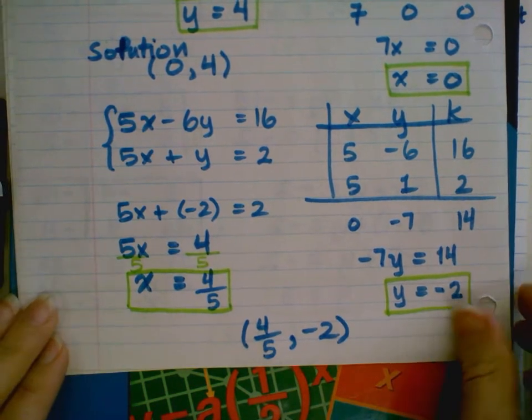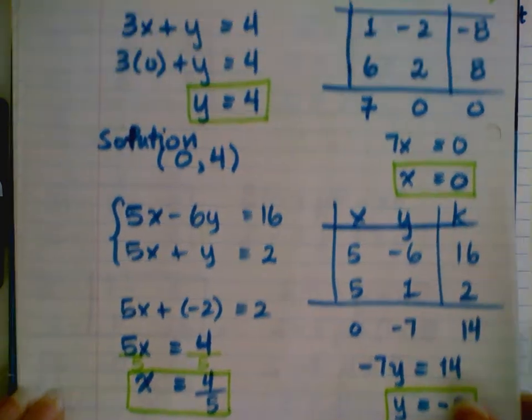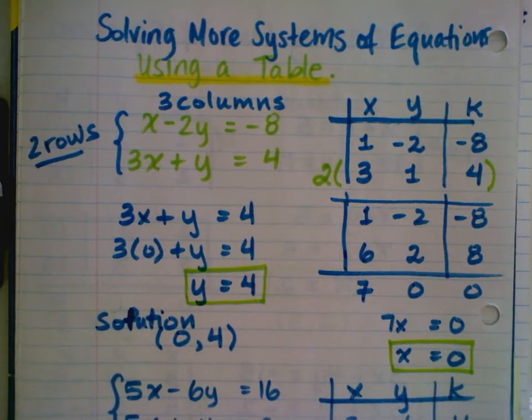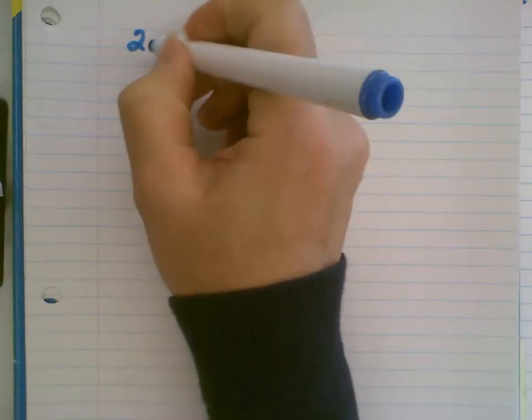So one of the questions that I often get with this strategy is, well, that's great if all of them are in the same positions, x, y, x, y. What happens if it doesn't look like that? What if what you're given doesn't line up that nicely? Not a problem. So we're going to do another one to show what that looks like.